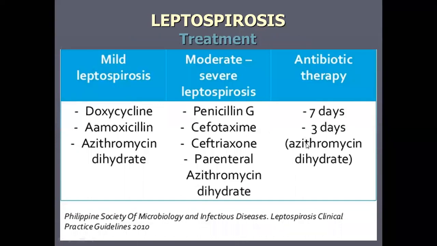If you specifically proceed to the treatment of Leptospira, there is mild leptospirosis and moderate to severe, and antibiotic therapy. In mild cases, we go for doxycycline, amoxicillin, azithromycin, and in moderate cases, we need penicillin, ceftriaxone, or azithromycin. This is for 7 days, and 3 days for azithromycin. This is a really good drug for this. You can go for 3 days or for 7 days. And this has been adopted from the Philippine Society of Microbiology.